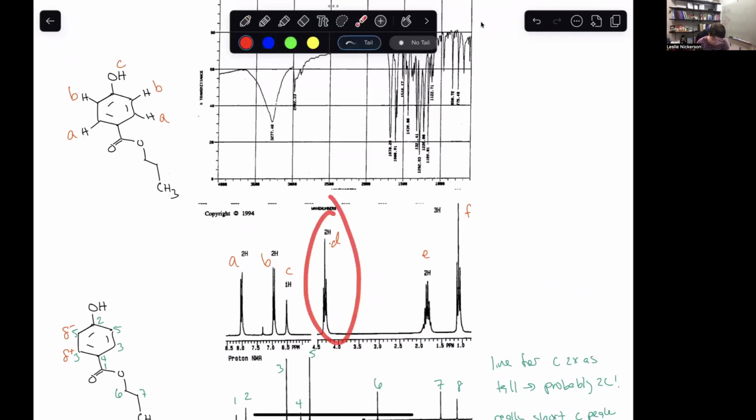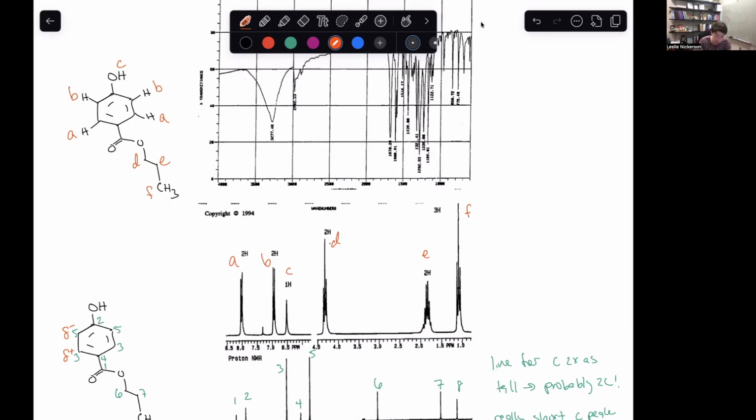And then 2H around 4, and that is a triplet, is going to be my alpha to O. That's a CH2 next to another CH2. And then I've got a CH2 that's a sextet. So I have 5 neighbors, and that's going to be E. So I got my 5 neighbors integrating to 2. And then finally, F is going to be my methyl group. So it integrates to 3, and it's got 2 neighbors, so it is a triplet. So all of it's matching out pretty good.